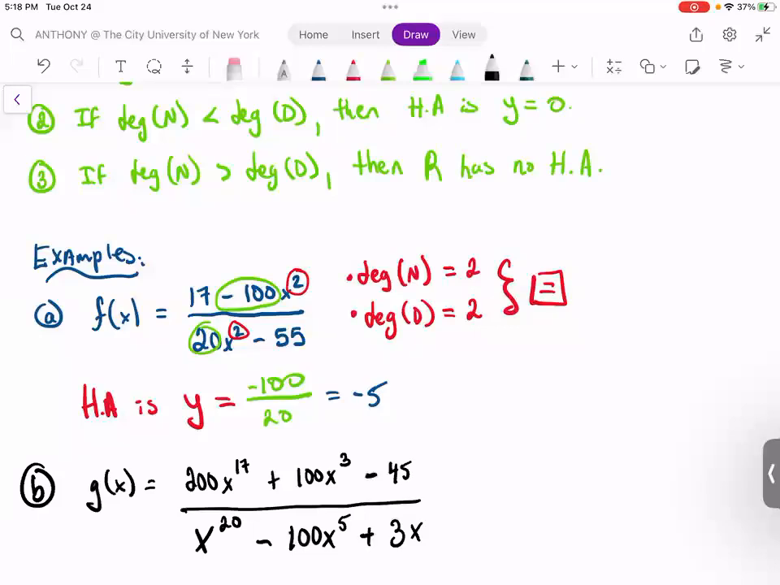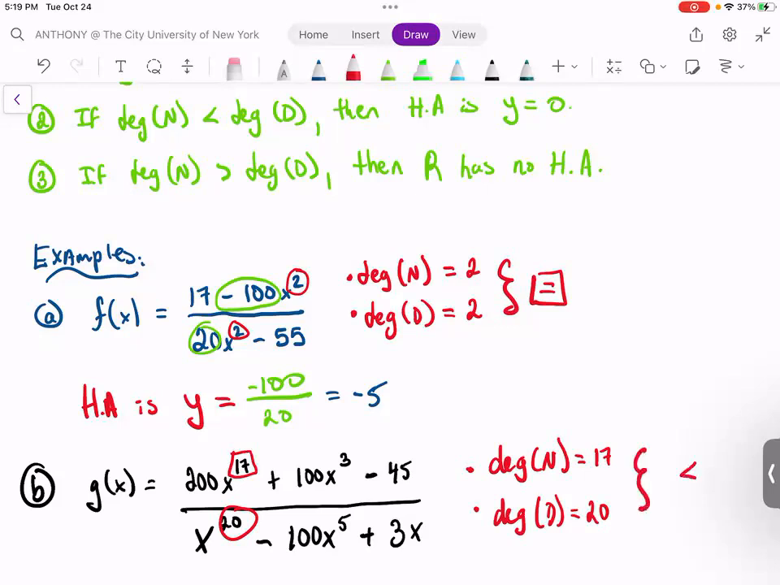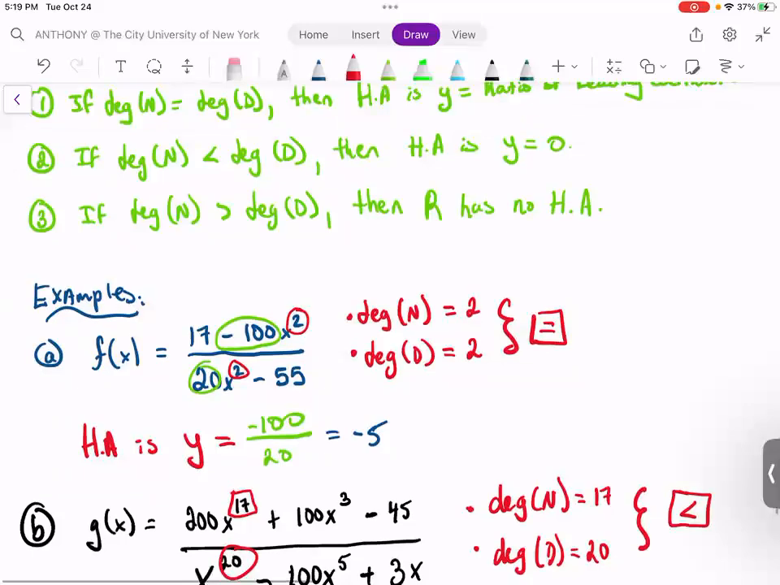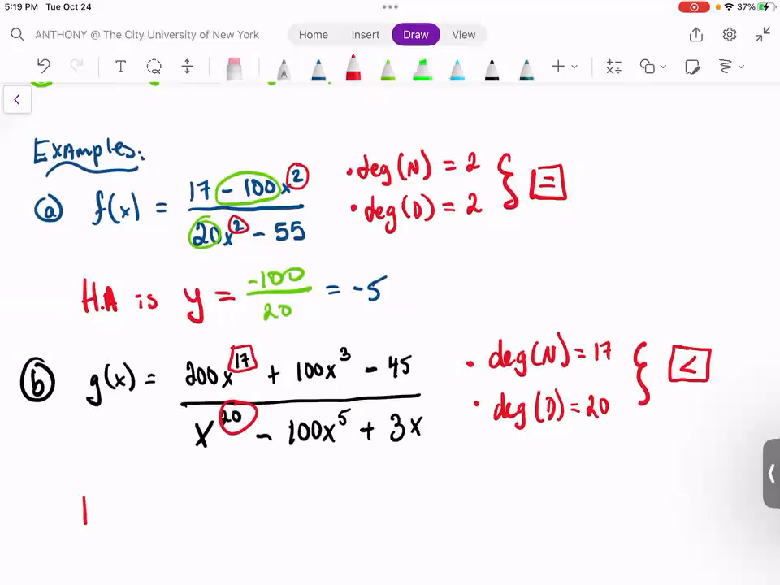All you care about is the highest power in the numerator, highest power in the denominator. So what is the degree of my numerator? 17. That's the highest power. What is the highest power in my denominator? It's 20. Now compare those two numbers. Is 17 equal, less than, or greater than 20? Yeah, it's strictly less than 20. So by our rules, if the degree of your numerator is less than the degree of the denominator, then the horizontal asymptote is just y equals 0. So in this example, horizontal asymptote is y equals 0. That's all you got to say.